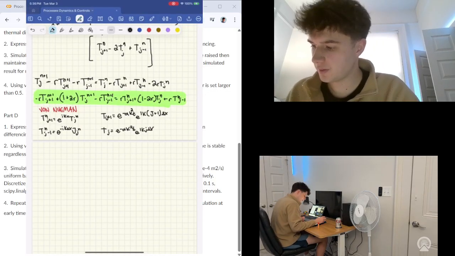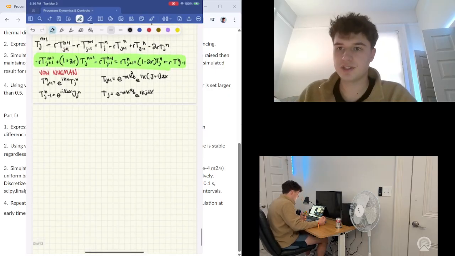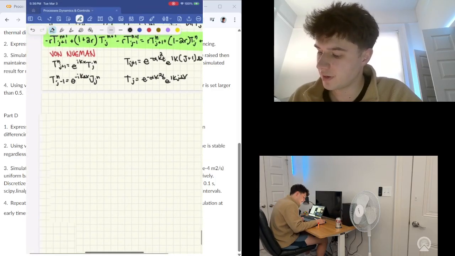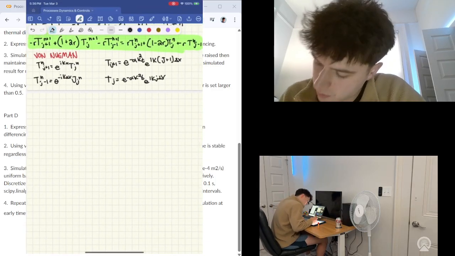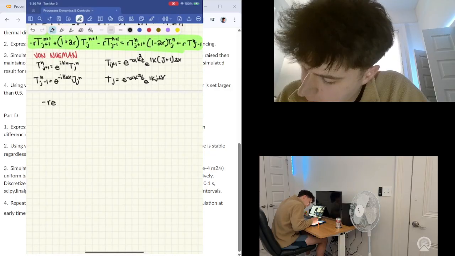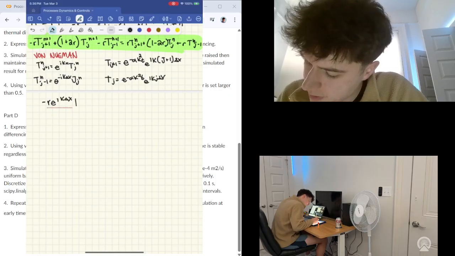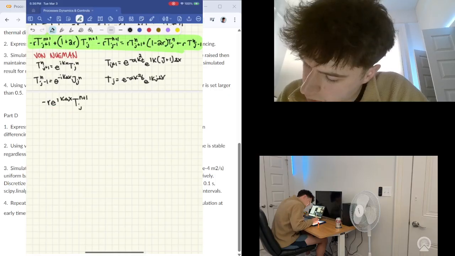So now let's put these all in like terms, and this will get us one step closer to showing why R can be really any value, thanks to Mr. von Neumann. Once we put these all together, we have negative R e^(ikΔx) times T^(n+1)_j plus.